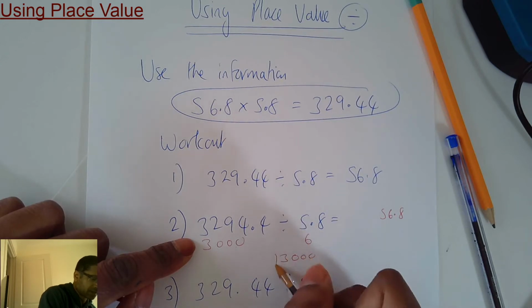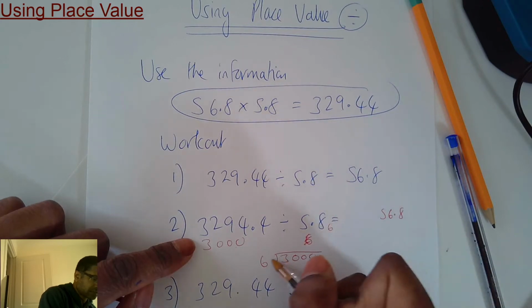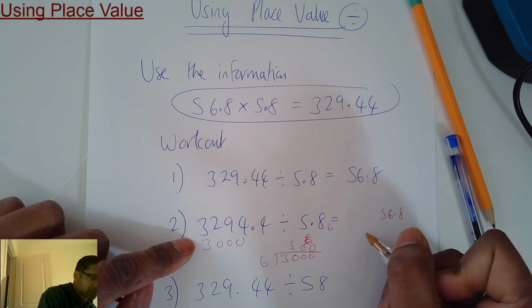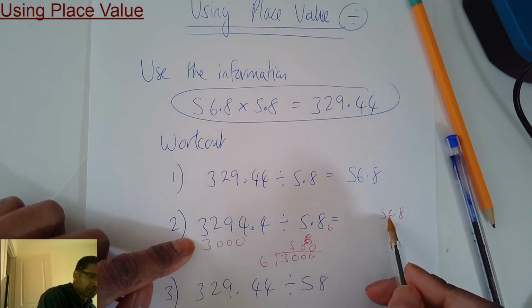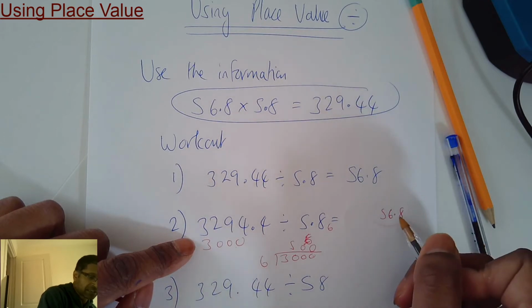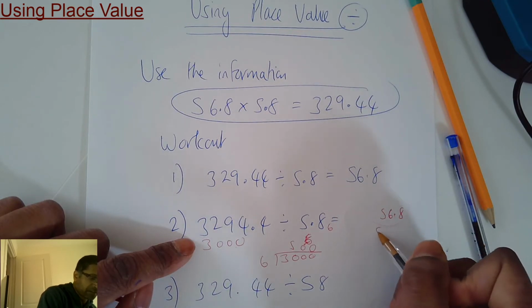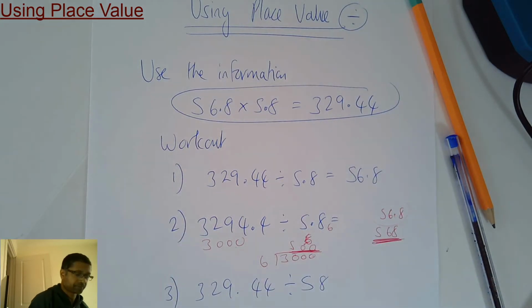3,000 divided by 6. 6 into 30 goes 5 times. 6 into 0 doesn't go. 6 into 0 doesn't go. So my answer needs to be around about 500. That's not 500. So the best thing to do is move that decimal point out the way. So that'll be 568. So now that number there is around about 500.